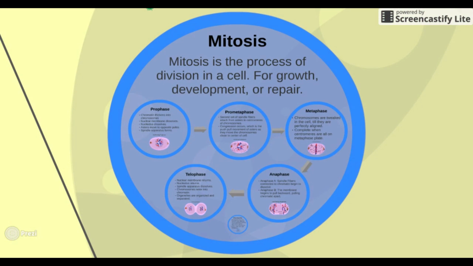After interphase, which is the longest period in the cell cycle, the cell begins mitosis. Mitosis is the process of division in the cell. Its purpose is for growth, development, or repair.